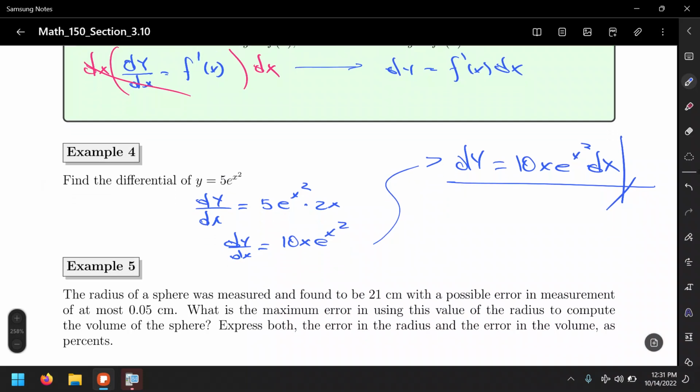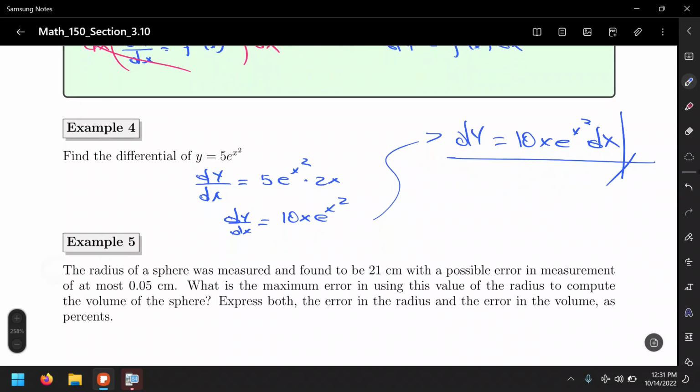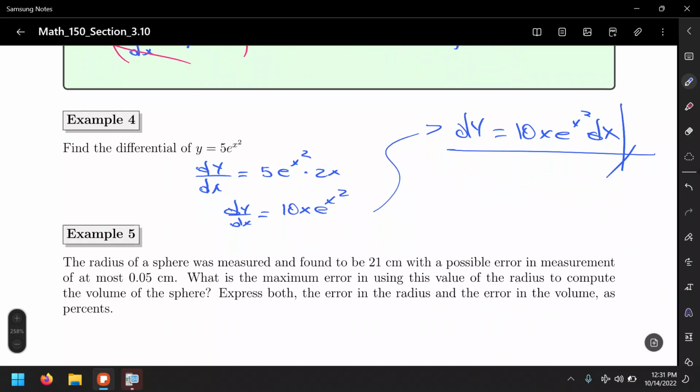Right now we did it as a practice with a generic function of x, but now in an applied context, check this out. The radius of a sphere is measured to be 21 centimeters. But when we're using these rulers or calipers, these devices sometimes tend to be inaccurate by some tolerance, right?